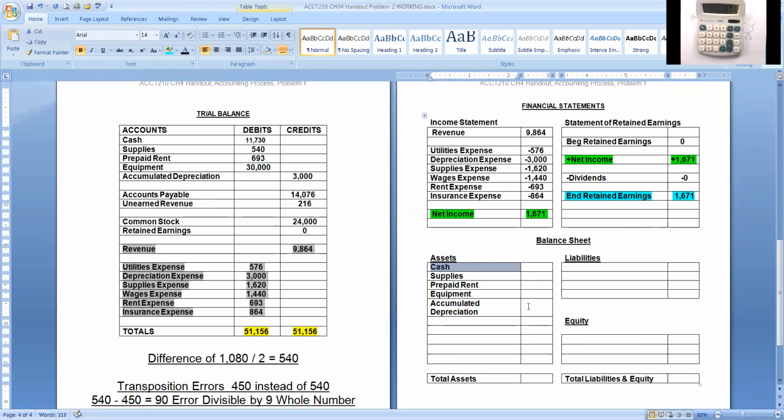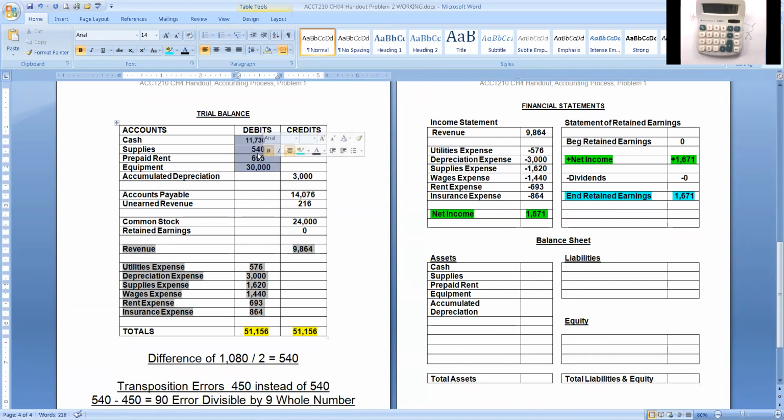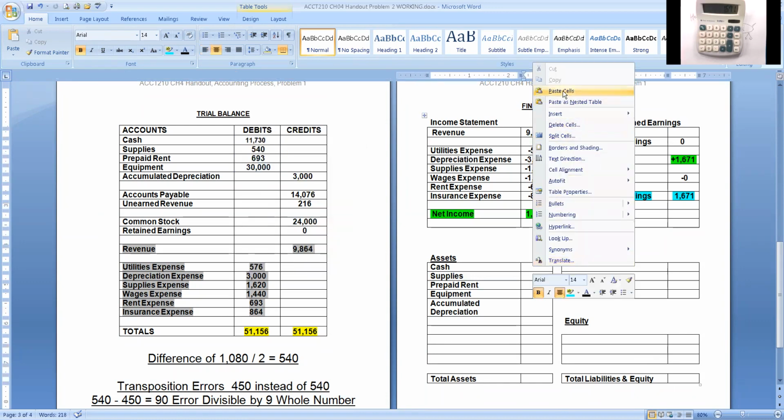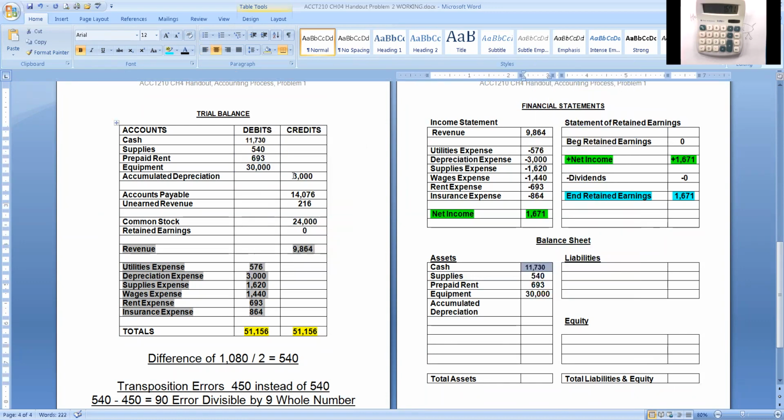What happened? Oh, okay. The depreciation. Oh, I want to talk about that one anyways. Okay, and we're going to copy all of these down. And accumulated depreciation, you'll notice that these are all debits and this is a credit. This is going to be a minus.